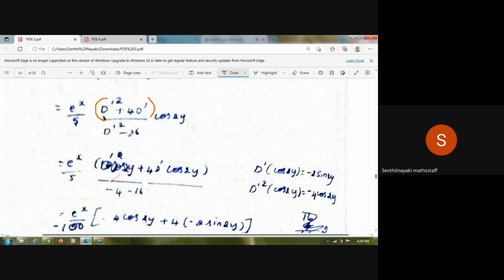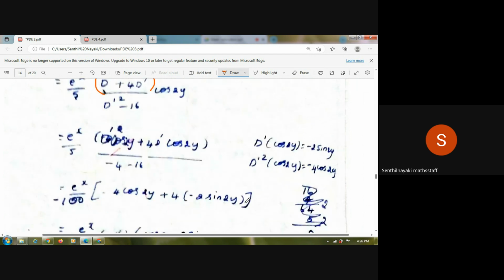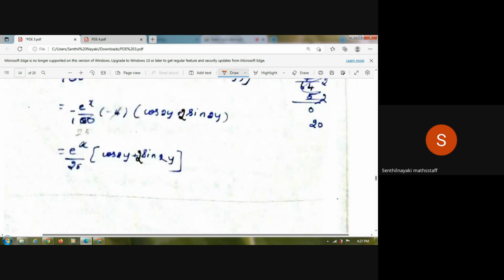So (D' square plus 4D') into cos 2y by D' square minus 16. Now replace D' square by minus 4. D' square of cos 2y is minus 4 cos 2y. 4D' of cos 2y is minus 8 sin 2y. After simplifying, we get e power x by 25 (cos 2y plus 2 sin 2y). Okay, this is the particular integral.